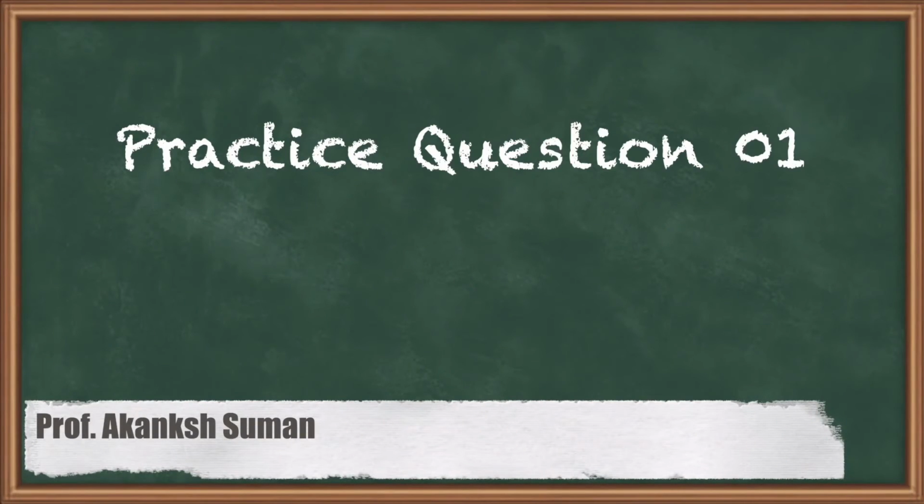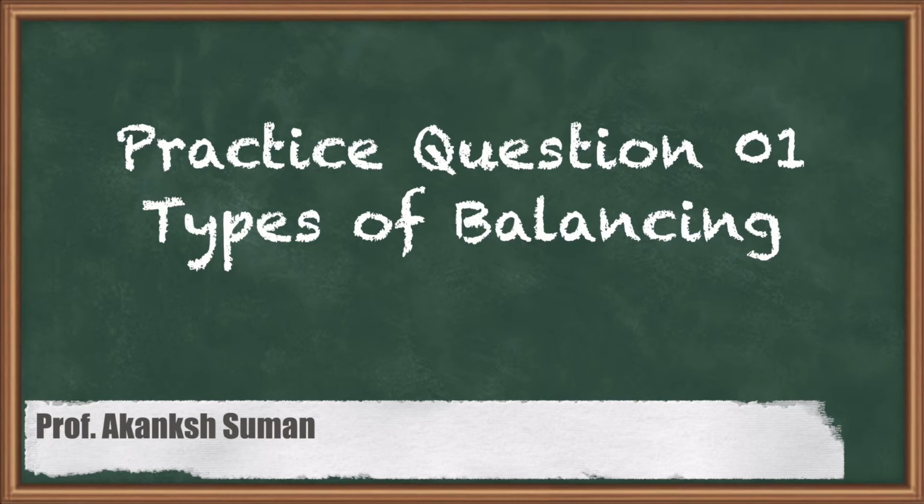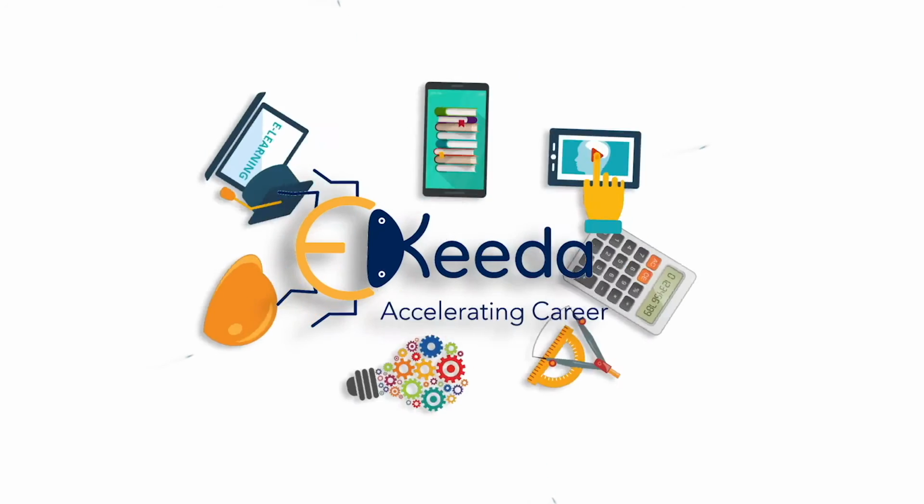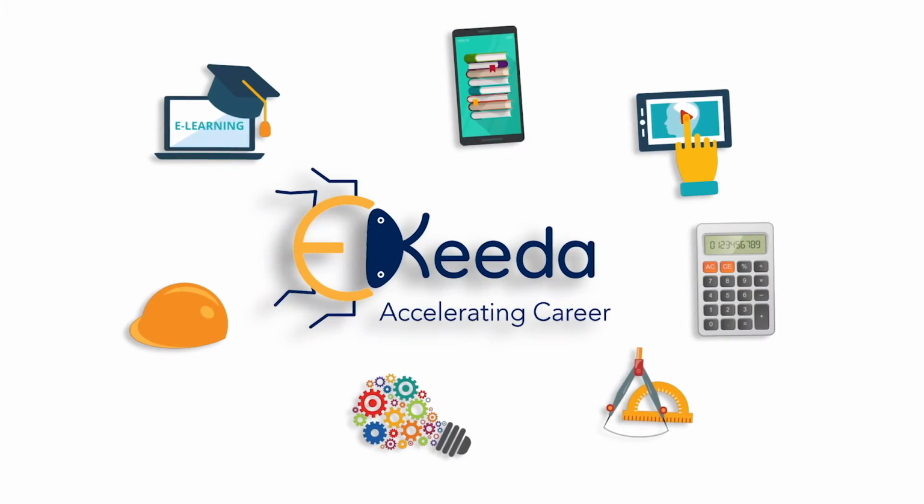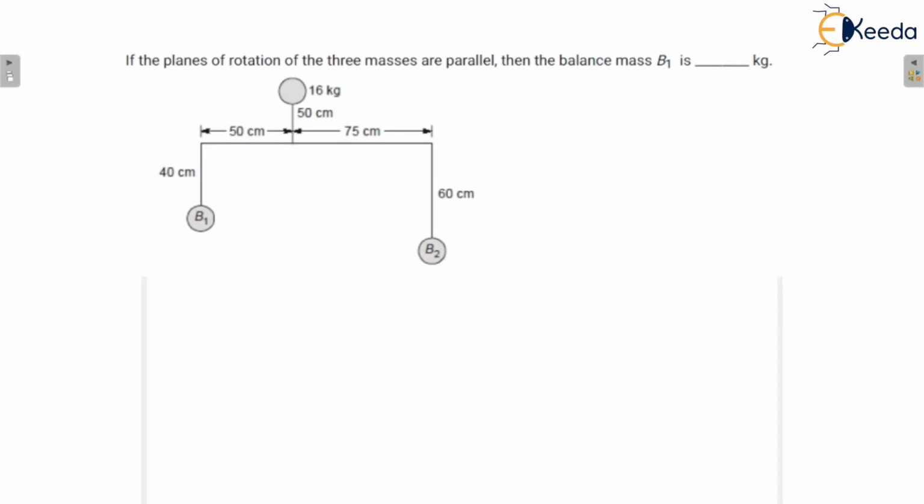Hello everyone, now we are going to solve the questions based on balancing. So in this question, what is given? If the plane of rotation of the three masses are parallel, then the balance mass B1 is. We have to find out the balance mass.